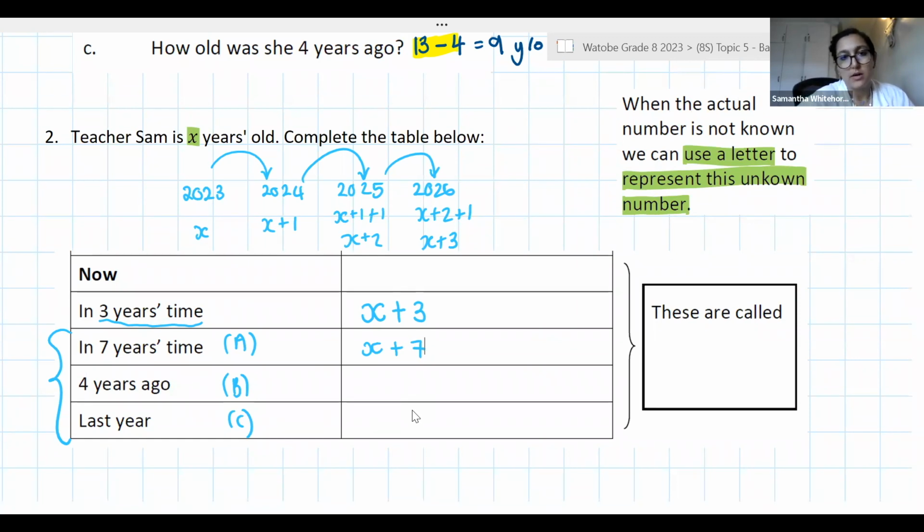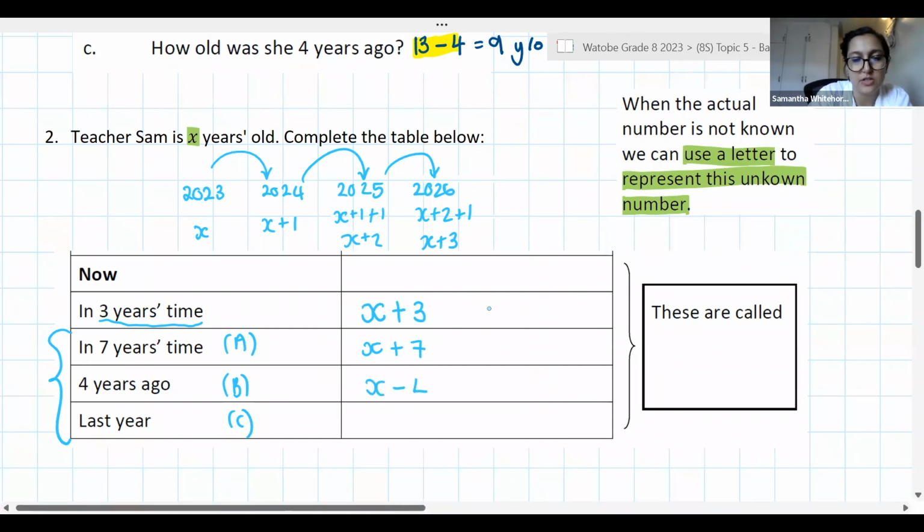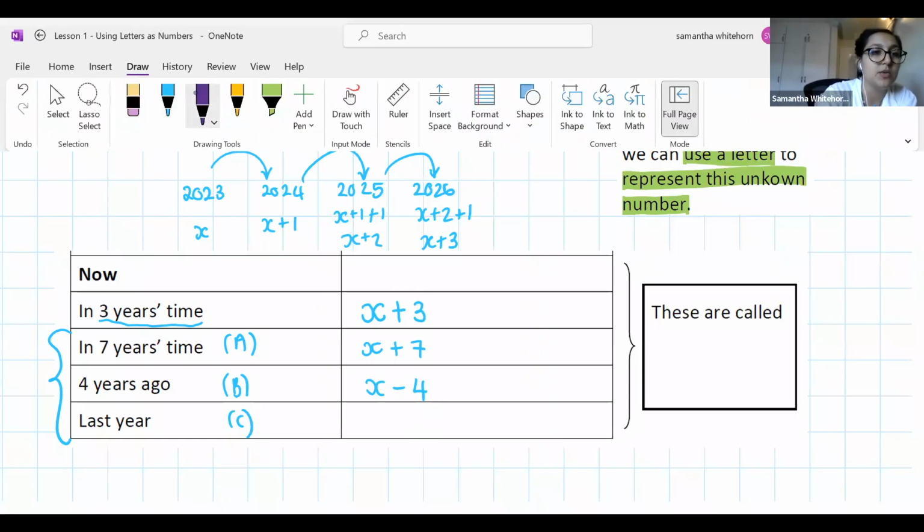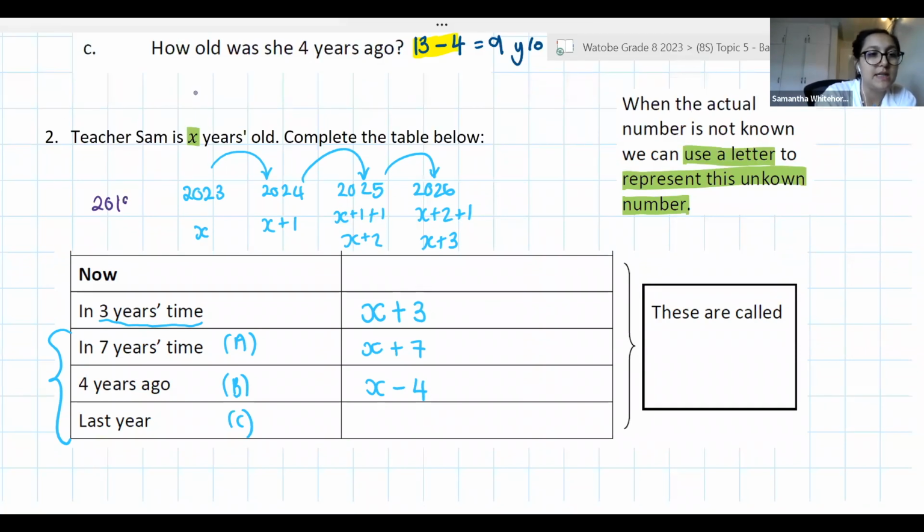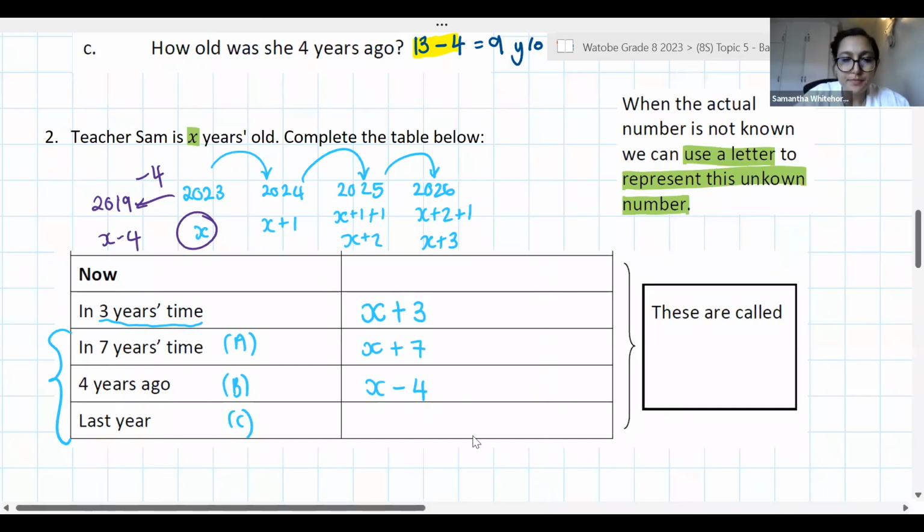Tatso, do you want to help me with B? Yes, you're going to say X minus 4. Excellent. So guys, X minus 4, because it's 4 years ago, so it's in the past. If you go up to my number line situation here, it would be in 2019. So we want to take 4 years away from the current age. So that would be X minus 4. Nice. Okay. Tumi, do you want to help me with C?